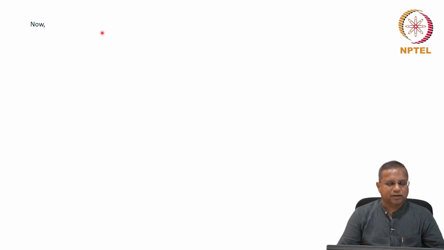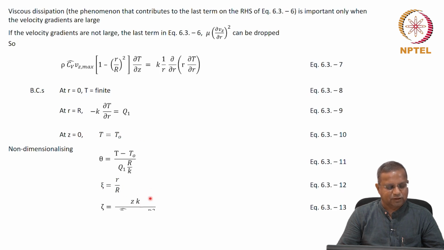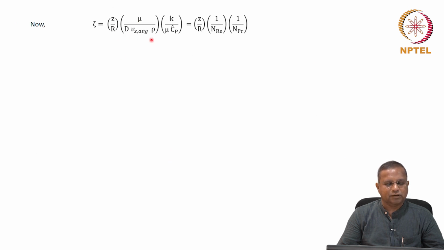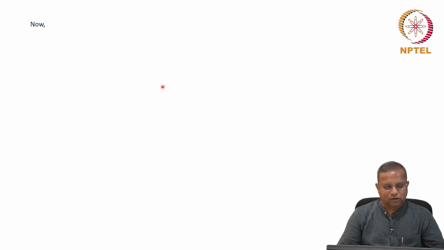This psi, which has been defined as zk divided by rho Cp hat Vz max R squared, has been defined in this way, and it can be viewed as z by r, mu, dVz average, rho, k by rho mu Cp. Okay. I have just separated out the variables, grouped them together, and so on and so forth. You can go and verify this.